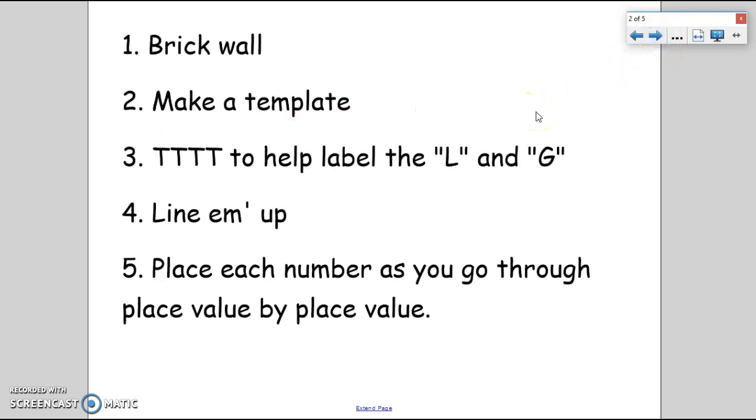The steps for ordering numbers, guys, again: we got to make a brick wall to make it easier to see. We're going to make a template and talk to the text to help us label our template. We're either going to label it from least to greatest or greatest to least with the L and the G. Then we're going to show our work by lining them up, and that will help us start to answer the question as we go through place value by place value.